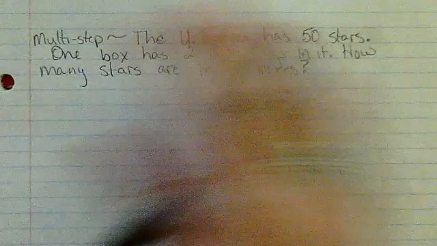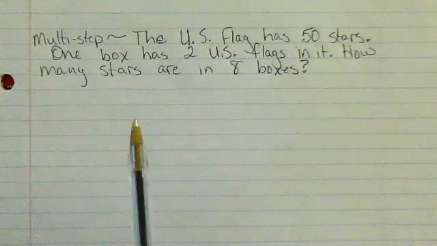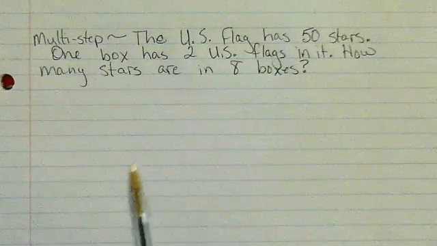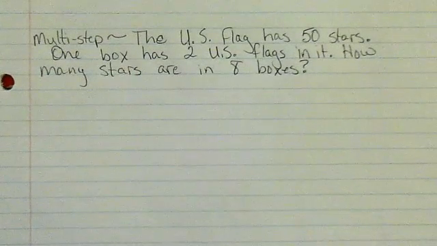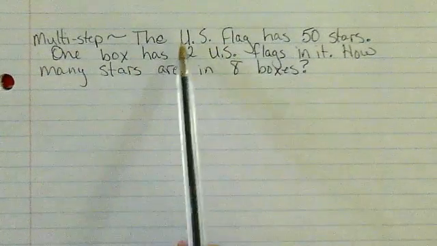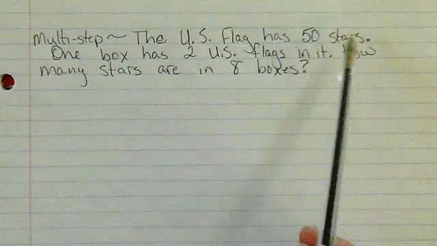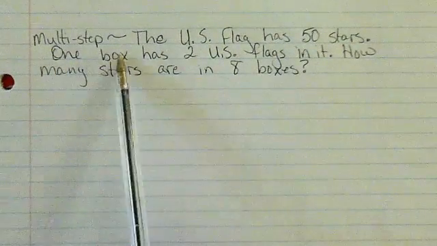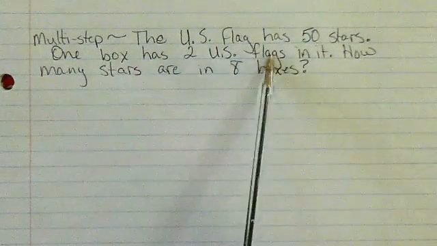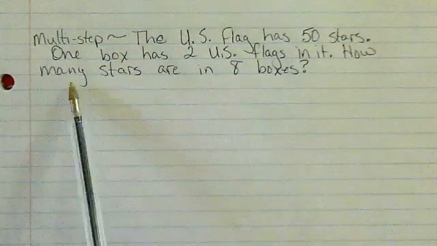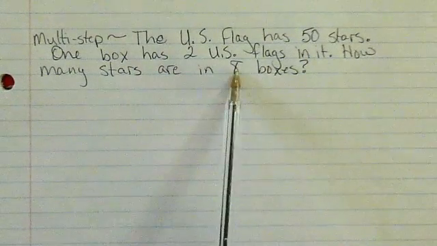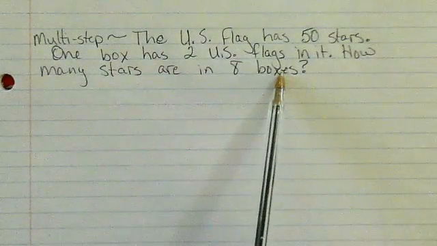Okay, so at this point, you should be checking your work to see if you did your steps correctly. So let's look at this problem. It says the U.S. flag has 50 stars. One box has 2 U.S. flags in it. How many stars are in 8 boxes?